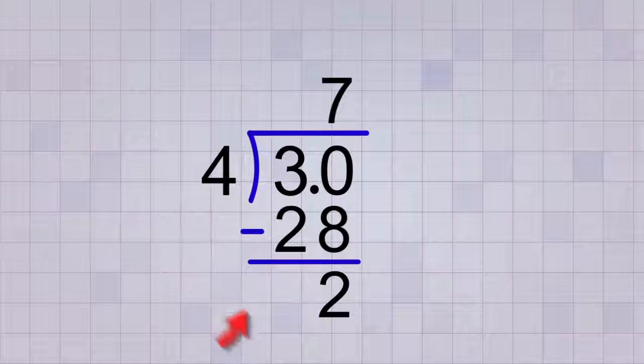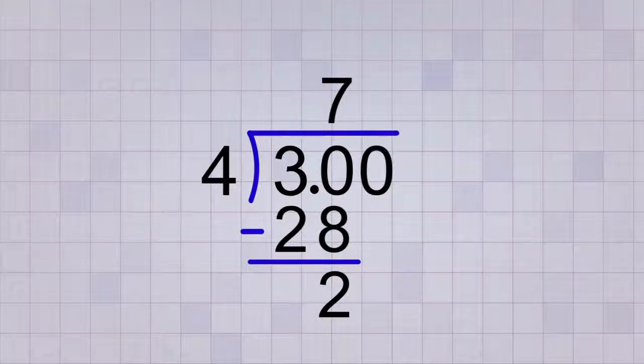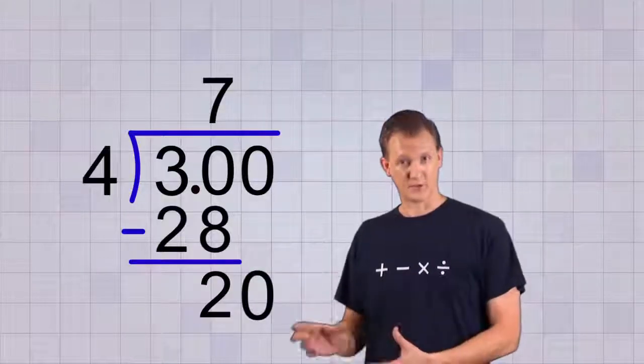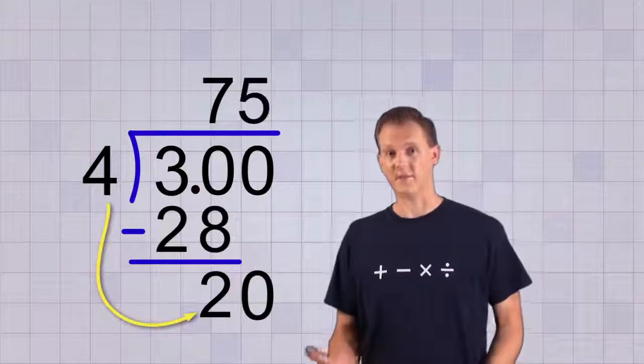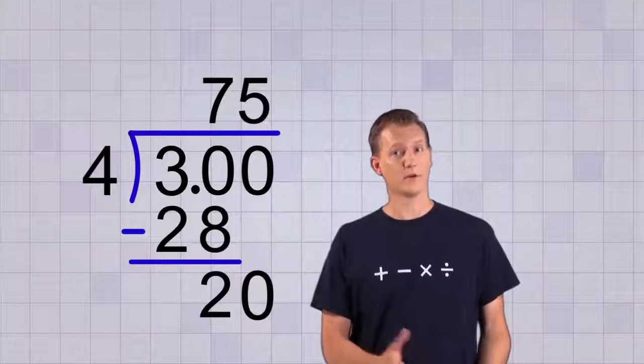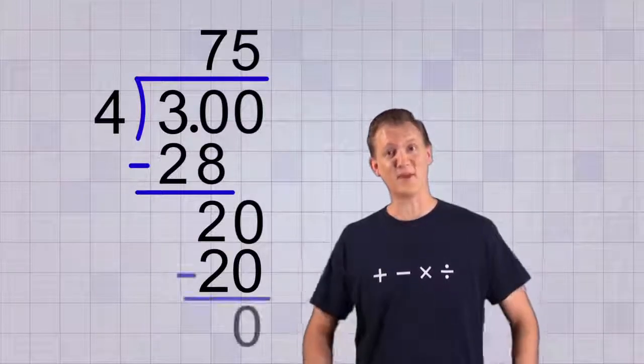4 is too big to divide into 2, so the only way we can get rid of the remainder is to use another 0 in the hundredths place, which makes the number we're dividing up kind of look like 300. Now we can bring down that extra 0 to make the remainder look like 20. And 4 will go into 20 5 times, because 5 times 4 equals 20, and that leaves no remainder.